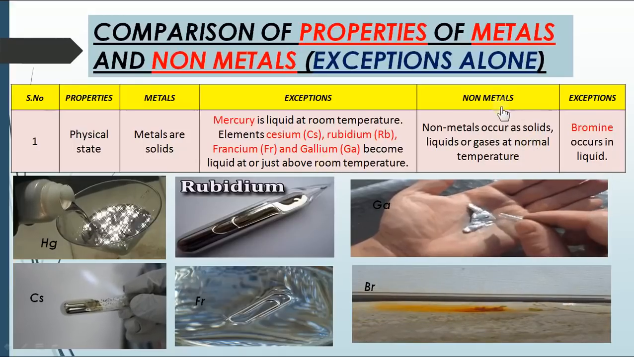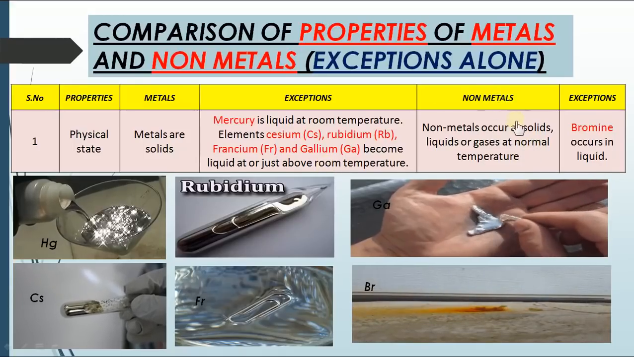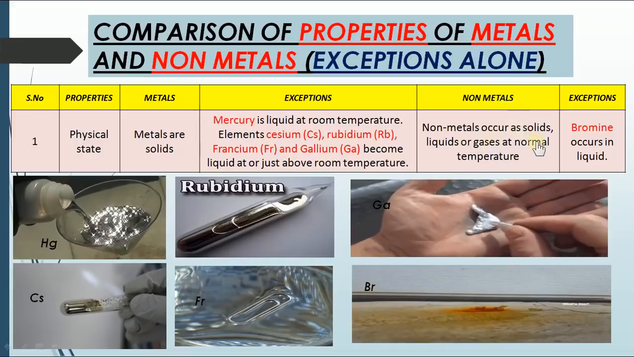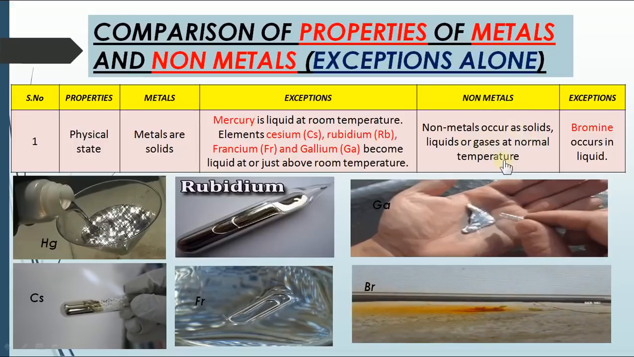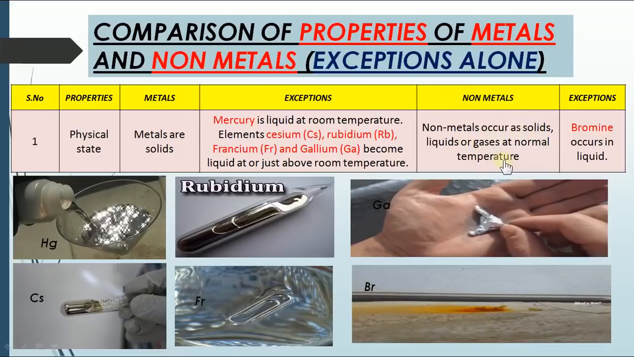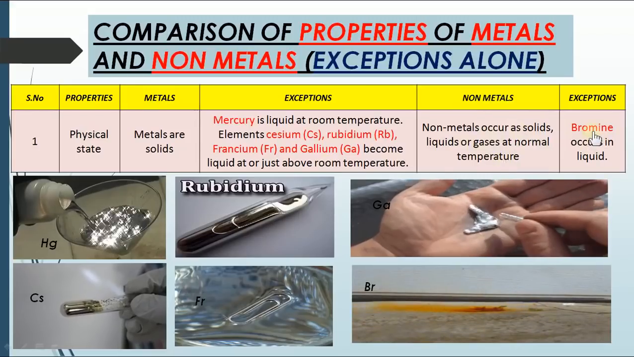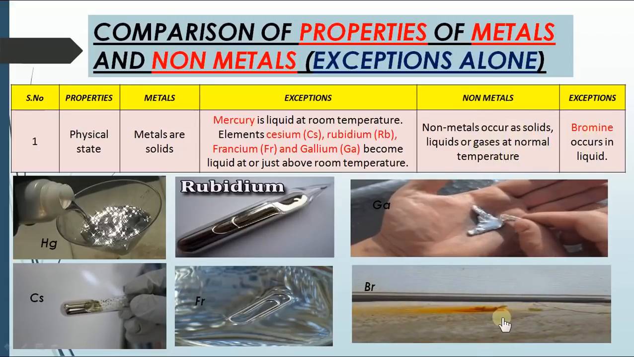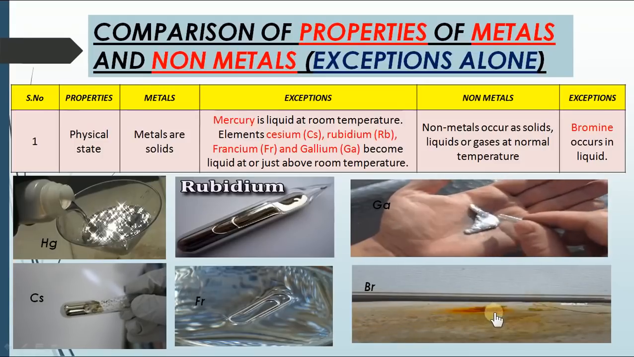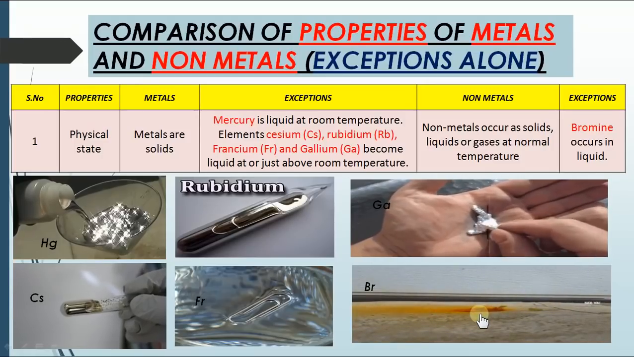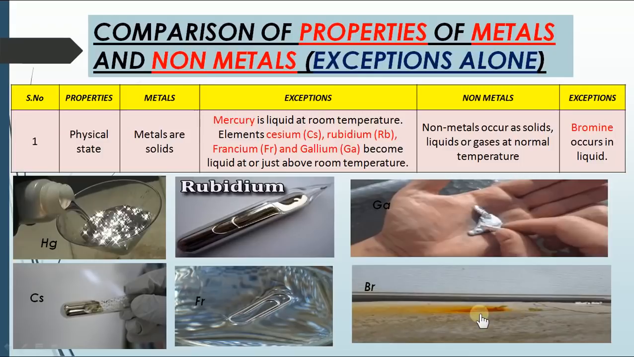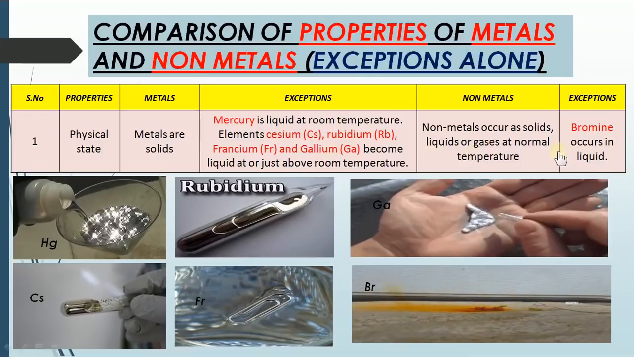Come to the non-metals. Non-metals are generally solids, liquids and gases at normal temperature. The only non-metal available in liquid state is bromine. You could see here the bromine is converting into liquid and then it vaporizes. So these are the exceptions we have to learn clearly.